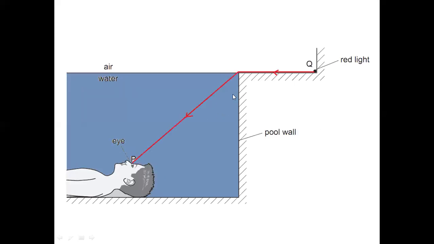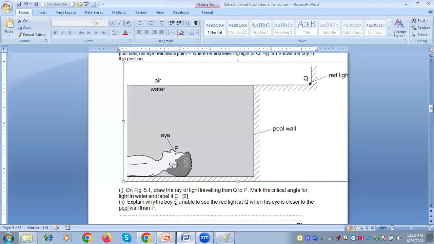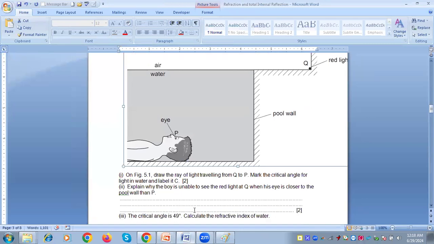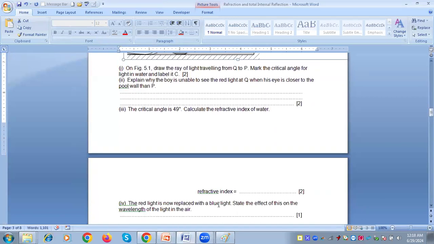So this is the critical angle the ray makes. You have drawn that the critical angle is 49. Calculate the refractive index of water. We have calculated these values in the previous parts of the questions, various questions we have done up till now. This is question number 5. So we have discussed: 1 upon sine 49 will give you 1.33. So this is the refractive index of water.